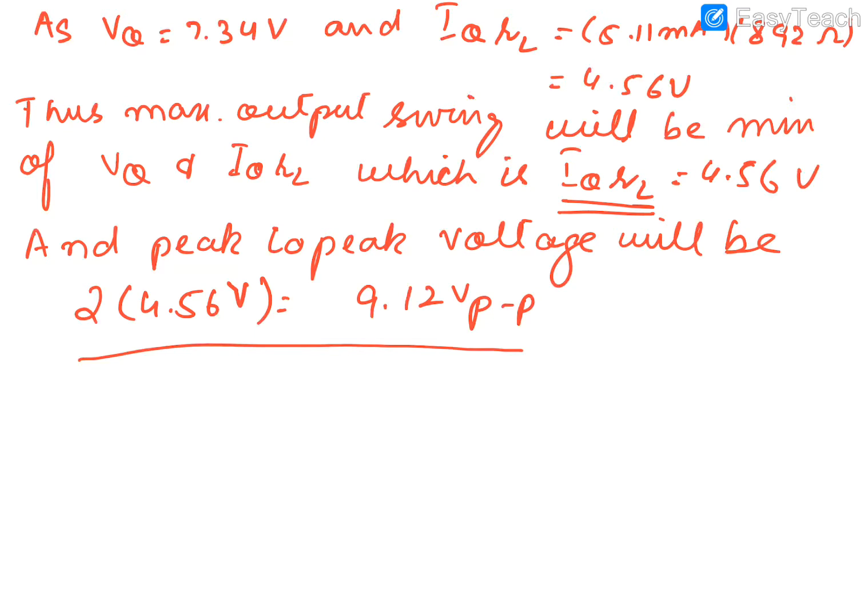peak to peak. If you had selected the value of 7.34 volt, then there would be negative 7.34 below the Q point, but above the Q point the voltage is limited by this factor 4.56. It cannot be greater than 4.56 volts, so there will be positive clipping. So you have to select the smallest one, which is 4.56 volt.